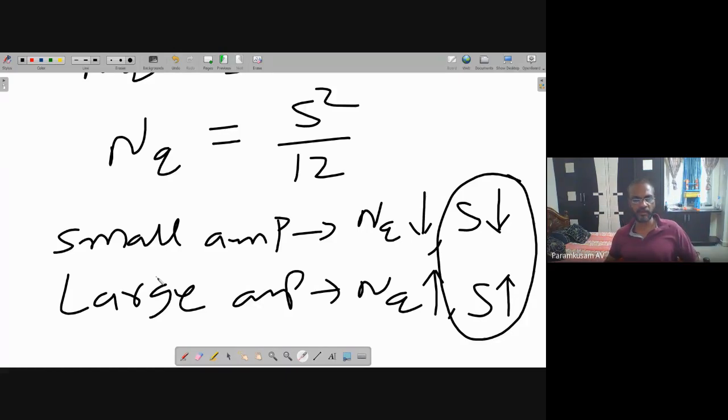Okay. The non-uniform quantization means for small amplitudes of the message signal, the step size becomes small. For large amplitudes of the signal, the step size becomes large. So if the step size is varied according to the amplitude of the message signal, that quantization is called non-uniform quantization.